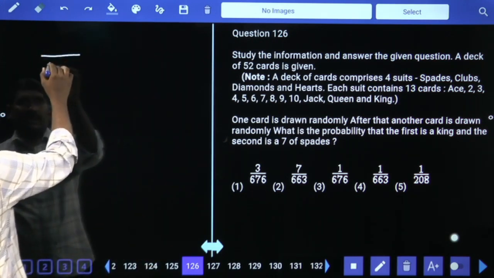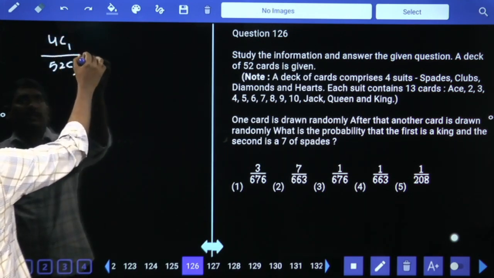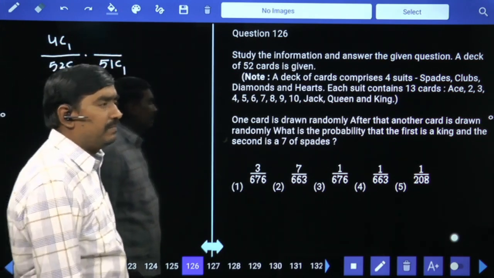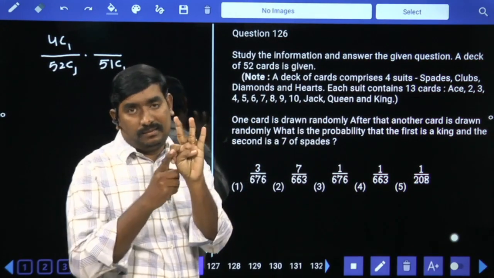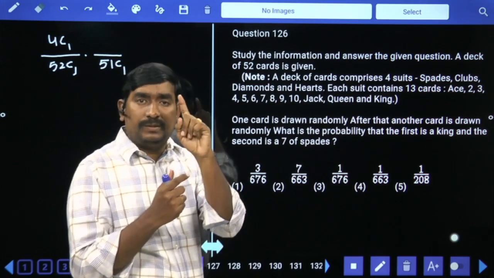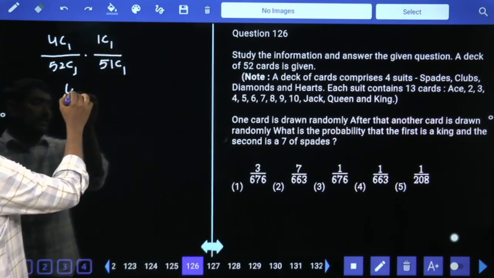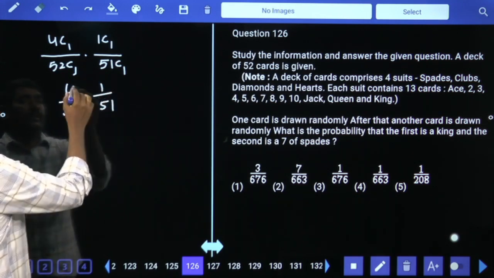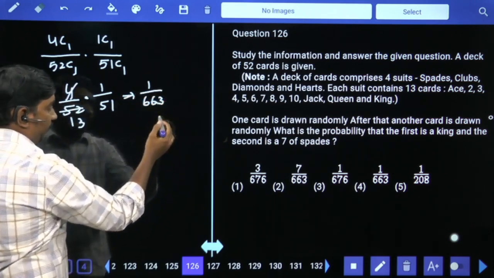First of all, one card is drawn out of 52 cards. That is a king card, 4C1. Already one card is drawn, so the remaining 51 cards are there. That is a 7 of spade. Number 7 cards are 4 cards: diamond 7, heart 7, spade 7, club 7. So 7 of spade means only 1 is there. So that is also 1C1 by 51C1. 4 by 52 into 1 by 51. 4 13 times. So 1 by 663 is your answer.